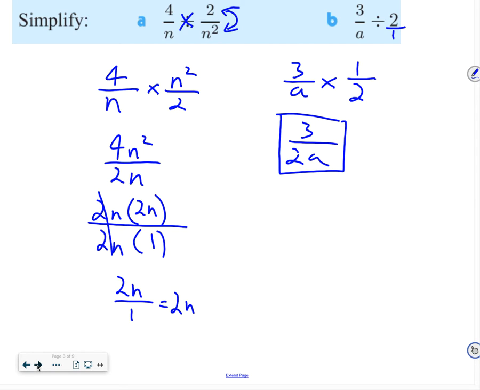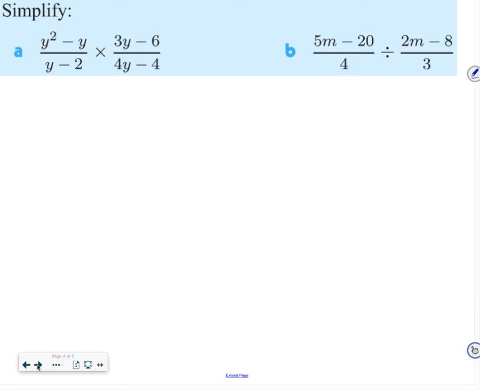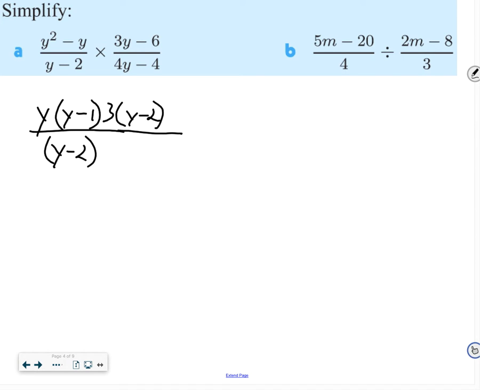Okay, moving forward. Now we're still doing multiplication, but when we do this, we're going to want to look for common factors. As I multiply here, I'm going to factor the numerator, and I get y times y minus 1 over y minus 2. I'm going to make sure all my factors are there. Since multiplication is implied when it's adjacent, I'm just going to factor out my 3 of the numerator, and I get y minus 2. Factor out the denominator, and I get 4 over y minus 1.